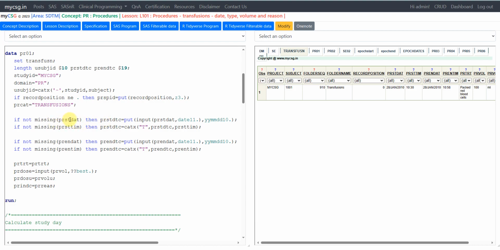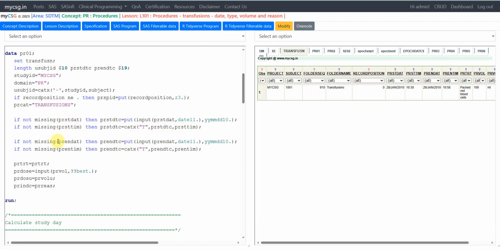Here we are converting the PRSTDAT to ISO 8601 notation, using the input function first on PRSTDT to convert it into numeric format, and then converting it back into character notation using the YYMMDD10. format. And then, to that ISO 8601 date value, if time is not null, we are concatenating the time value with a T in between. We'll see how these values come out when we take a look at PR01.